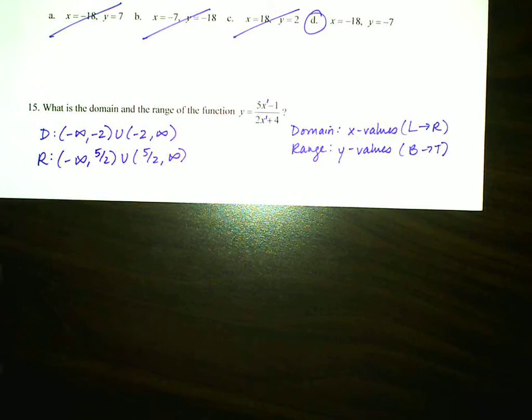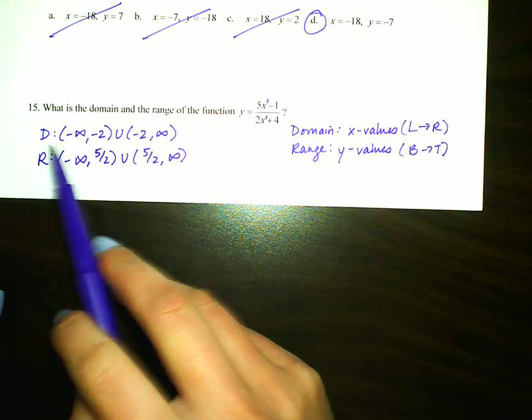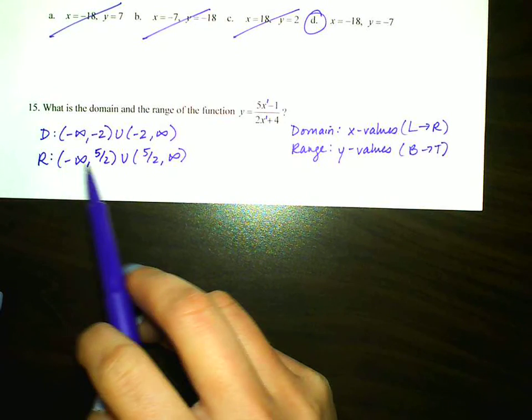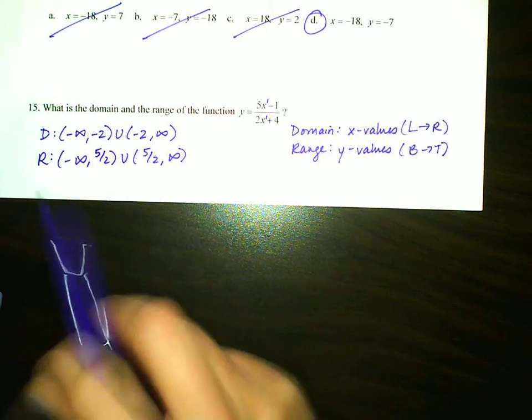Alright, so for my domain, it's everything but my VA, which was -2. My range is everything but my HA, which is 5/2. Alright, that's it for number 15.